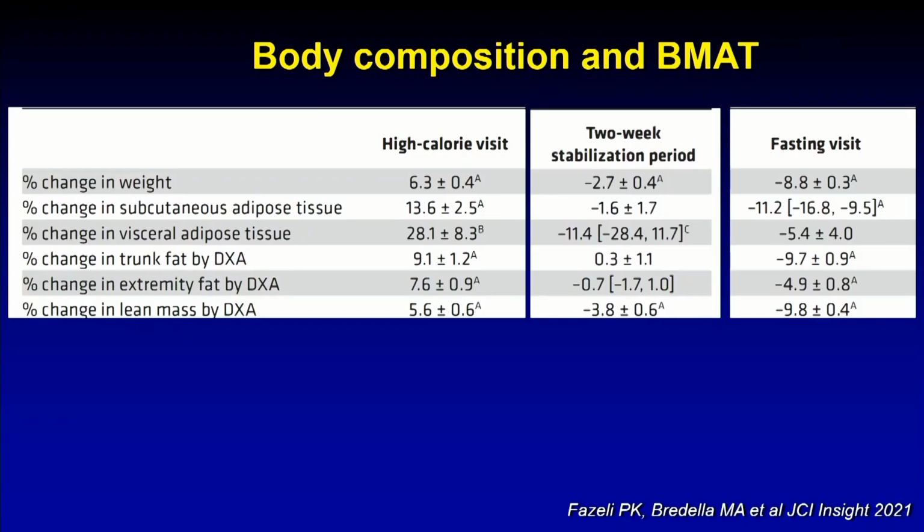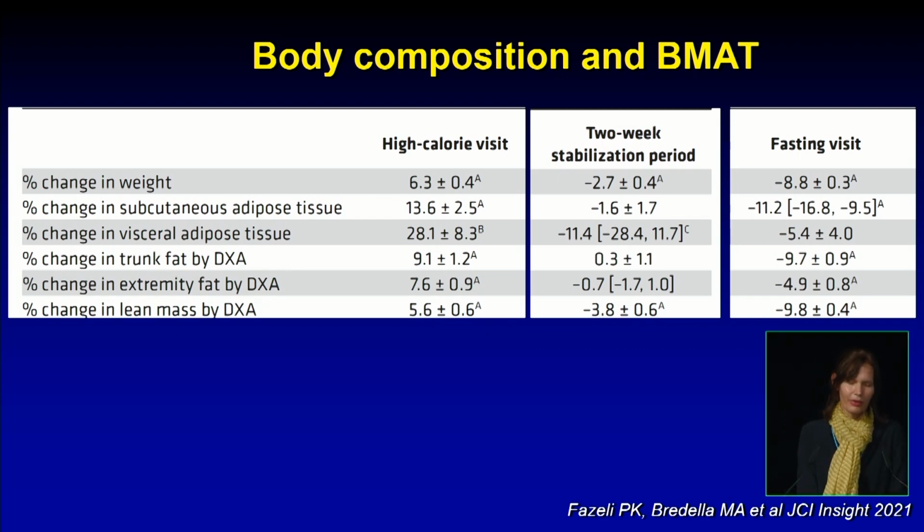So this is now what happened after we did the high caloric diet, the stabilization, and the fasting. After the high caloric diet, subjects gained 6.3% of their body weight, which was a little less than we wanted. We wanted them to gain 7%. Interestingly, they lost about 2% during stabilization, but during the fasting, they lost 8%. So in the end, they came out with a net weight loss, which they liked.